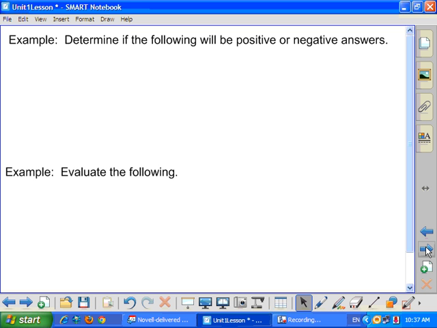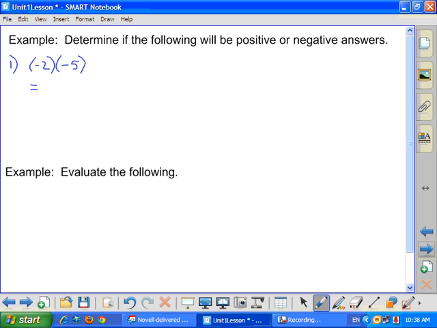So determine if the following will be positive or negative answers. I don't even care what the number is going to be. I'm worried about the sign. That's what I'm worried about. So if I give you -2, and I'm going to show you, this means multiplication. If you have brackets side by side, that means multiplication. I'm going to show you the different ways multiplication can be shown, just so that when you see it, you're comfortable with it. So two brackets side by side mean multiplication.